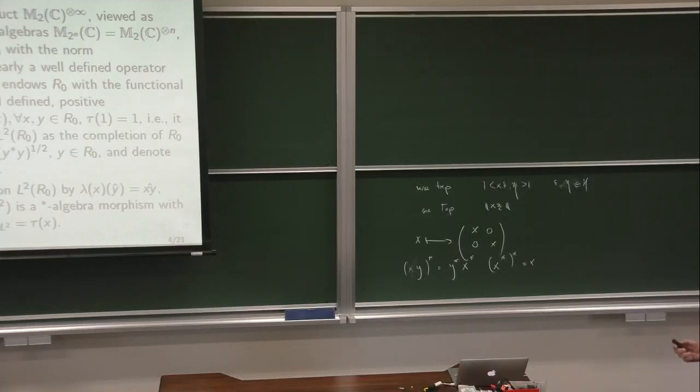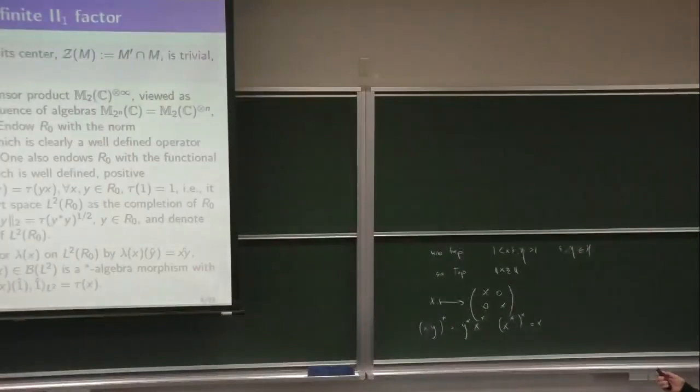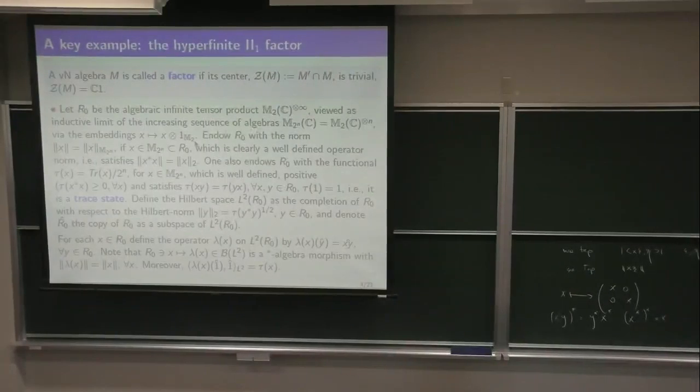So when I'm just saying a star operation, I mean an operation like that, anti-linear on the one hand and satisfying these two properties. Okay, and also R0 comes with a functional, which is the normalized trace. I'll denote it generically by tau of X. That's the usual trace, the sum of the diagonal entries divided by 2 to the n when X is in the 2 to the n by 2 to the n matrix algebra.